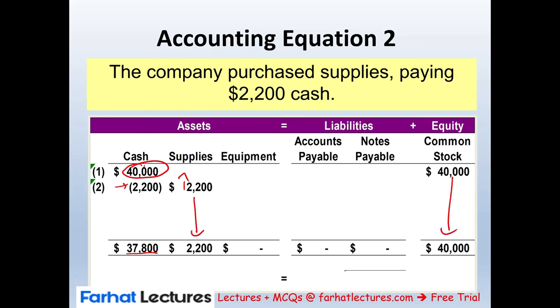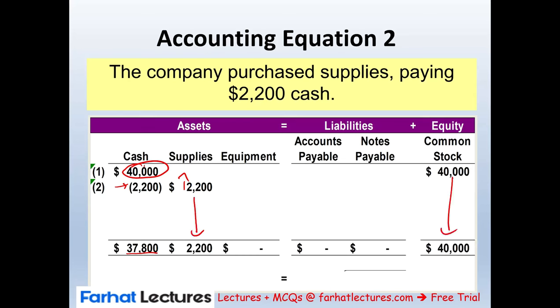Well, let's start with the easy account. Cash is influenced. Cash is an asset. Cash went down because cash is leaving the business. Now, cash is leaving the business for what purpose? For personal use. Personal use, we call this dividend.